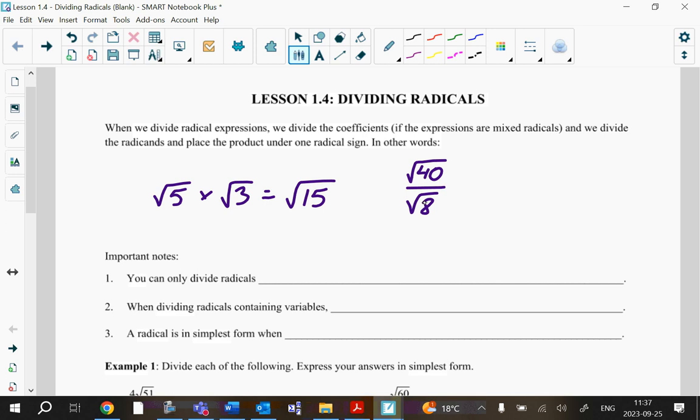Root 5. So it's the same thing with multiplication when you do division. You just divide the numbers inside the radical, and there's a radical over the answer. Okay?